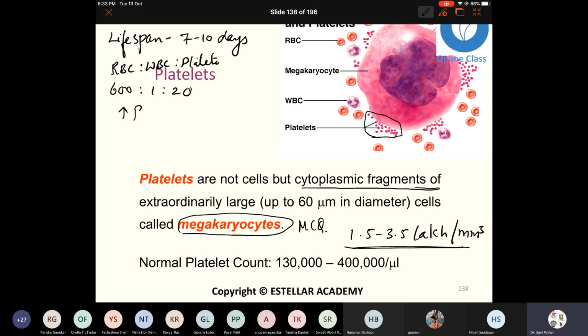Increase in platelet count is thrombocytosis. Decrease in platelet count is thrombocytopenia.